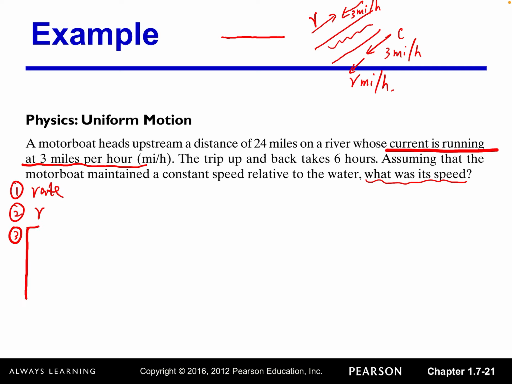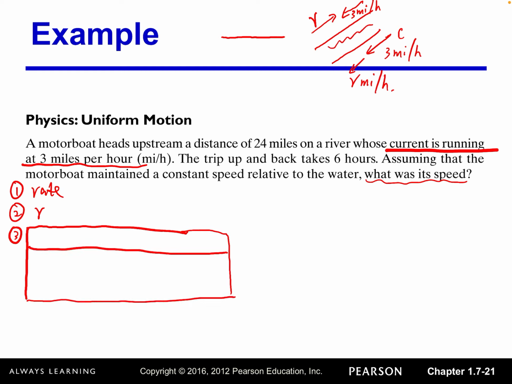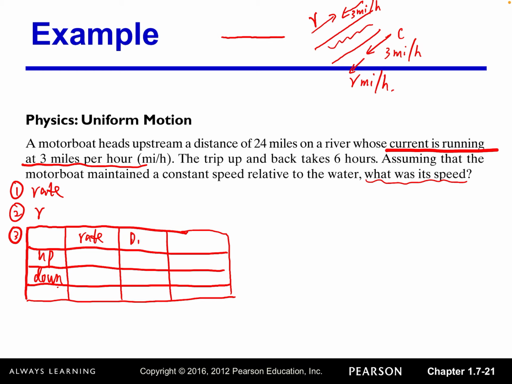Since this is a travel problem, or uniform motion problem, let's use a table to help us organize all the information. Actually, we only need 2 rows: upstream and downstream. And then the columns: travel rate, travel distance, and travel time. Okay, 3 elements.